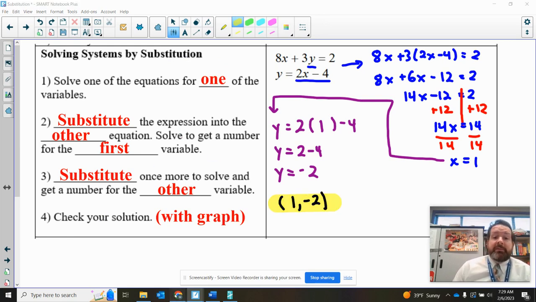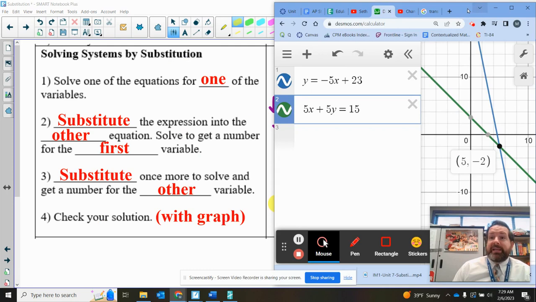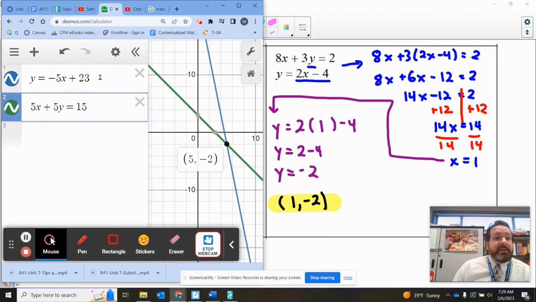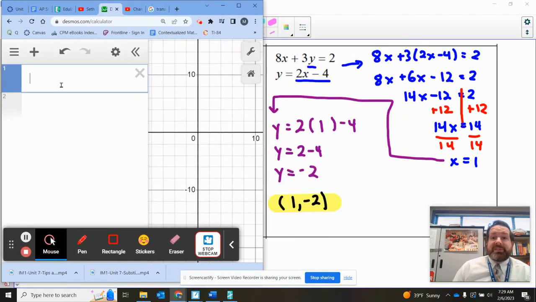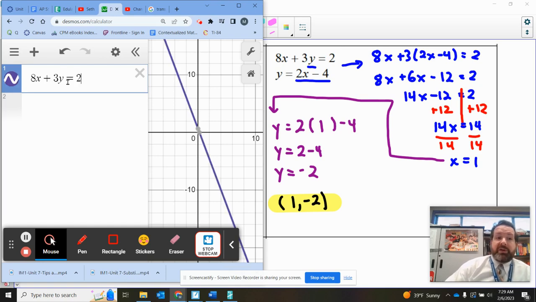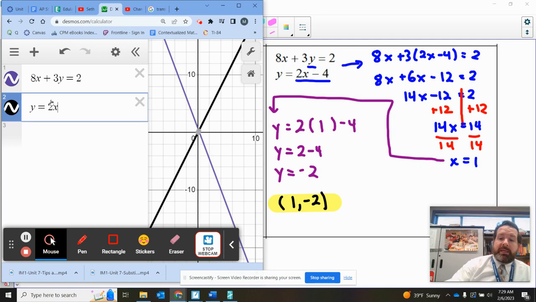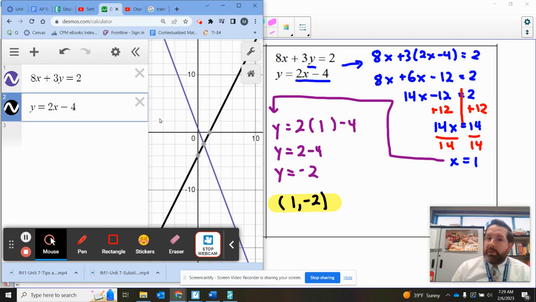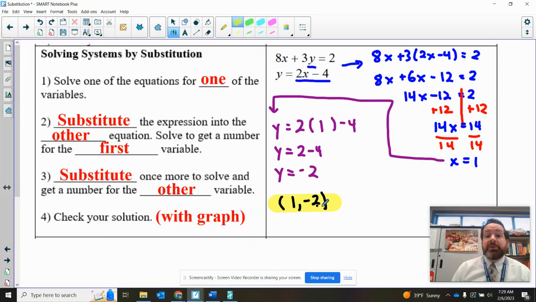Final step, check it. We've got our Desmos graphing calculator available. Let's make sure that the solution we got is what the solution should be. 8x plus 3y. Going back to the original equations as they looked when we started, there's number 1. Y equals 2x minus 4. Where do they cross? At 1, -2. We're in good shape. If ever your solution doesn't match up, then take a look at your work, see if you can find where the mistake is.